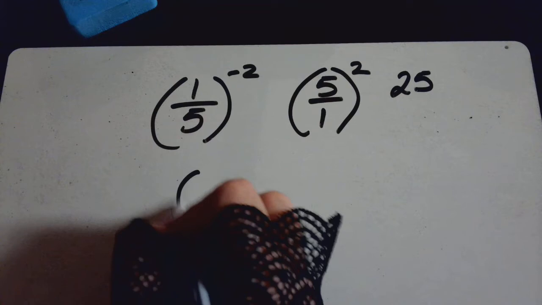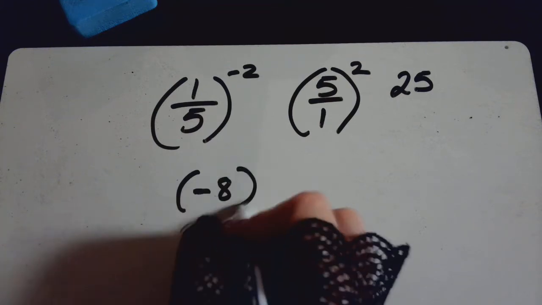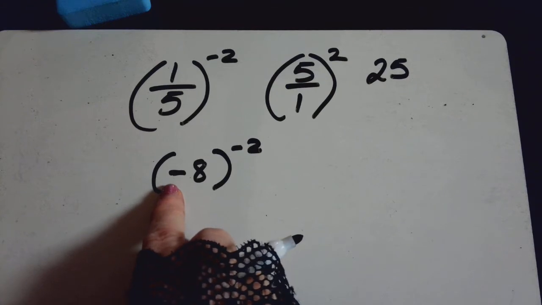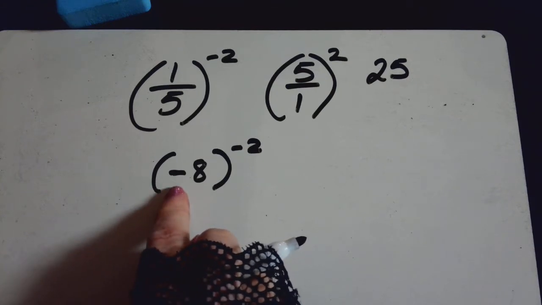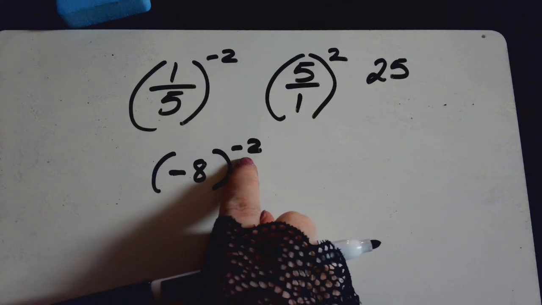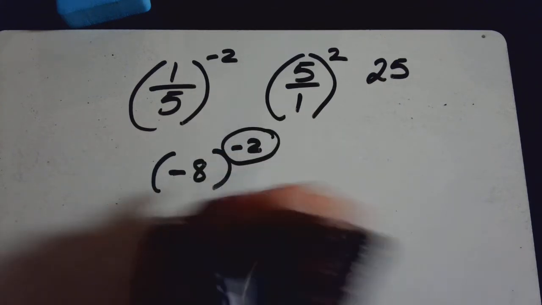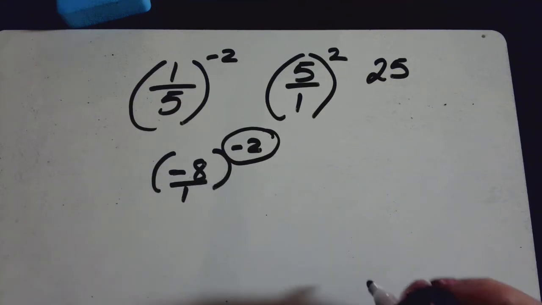Let's go ahead and do this. Negative 8 raised to the negative 2 power. So this is a negative 8. This is not an exponent, so please understand that. This is the negative exponent right here. So really, what that would be is this.